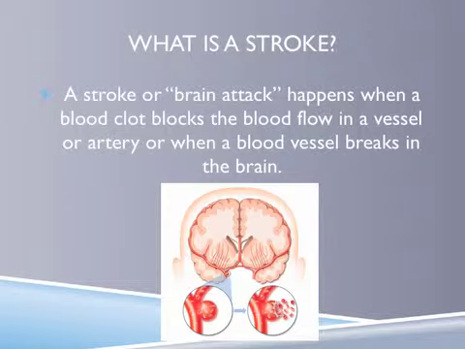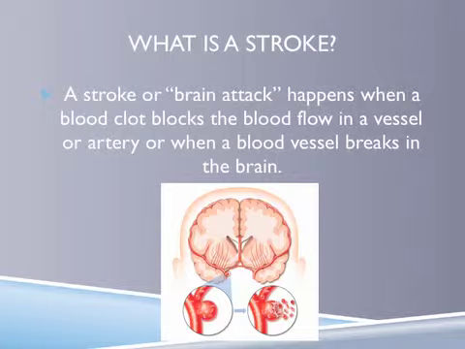First, I just wanted to go over what the common terms are for stroke and what the explanation is. A stroke or brain attack happens when a blood clot blocks the blood flow in a vessel or artery, or when a blood vessel breaks in the brain. This causes brain cells to die during the stroke, and abilities controlled by the area of the brain that was attacked are lost. Abilities like this include speech, movement, and memory.